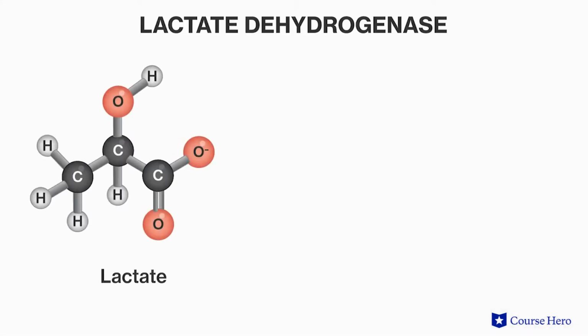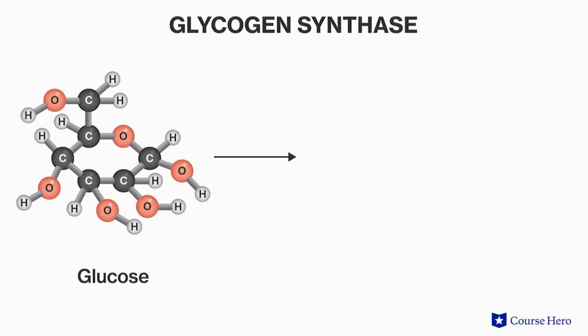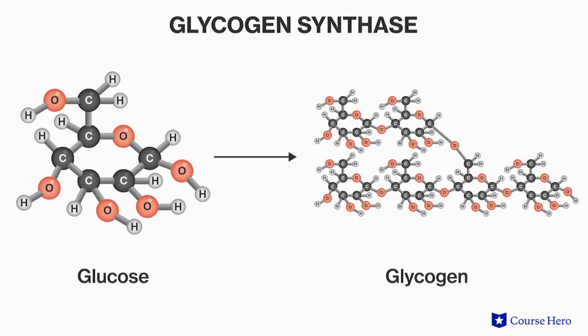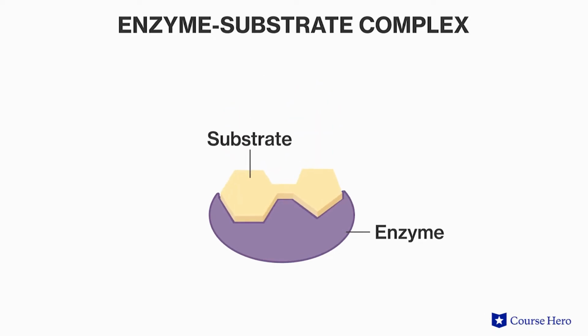For example, the enzyme lactate dehydrogenase converts lactate to pyruvic acid, while the enzyme glycogen synthase synthesizes glycogen from glucose for storage in the liver. The reactant an enzyme acts on is referred to as the enzyme substrate, and it results in the formation of an enzyme-substrate complex. In most enzymatic reactions, the substrate is held in the active site of the enzyme.